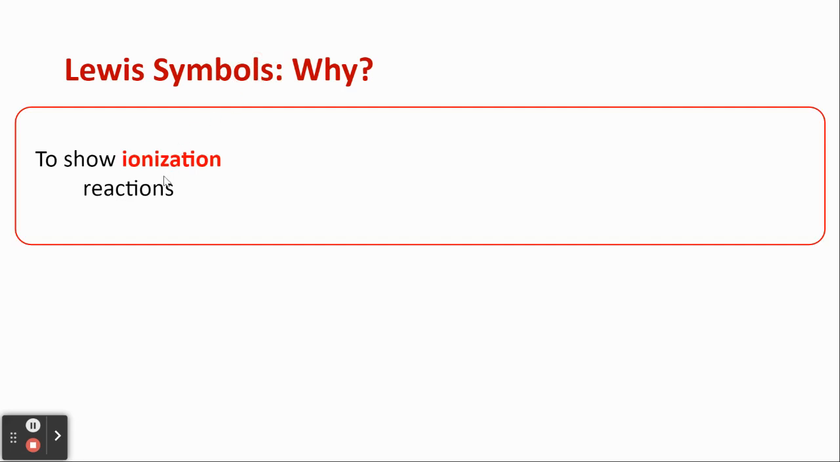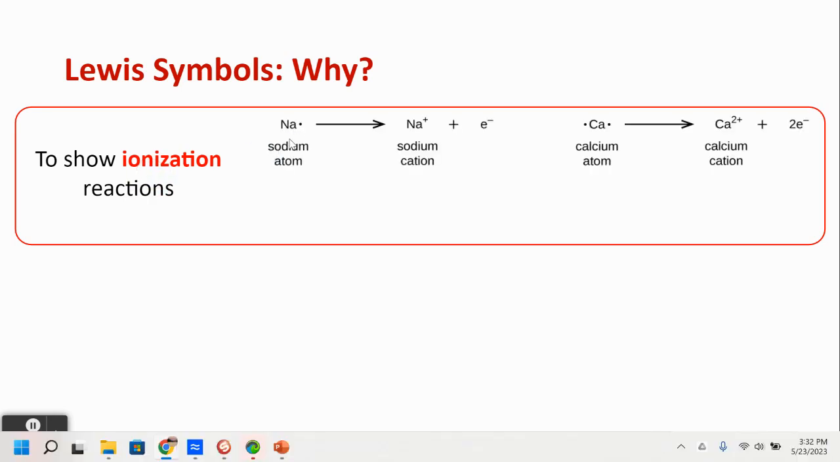So when we look at Lewis symbols, they're going to enable us to show several different things. One of the things we can see is ionization reactions. So if we were to look at sodium, sodium has one valence electron. And when that sodium atom loses an electron to form a sodium positive ion or a cation, we would lose that one dot.